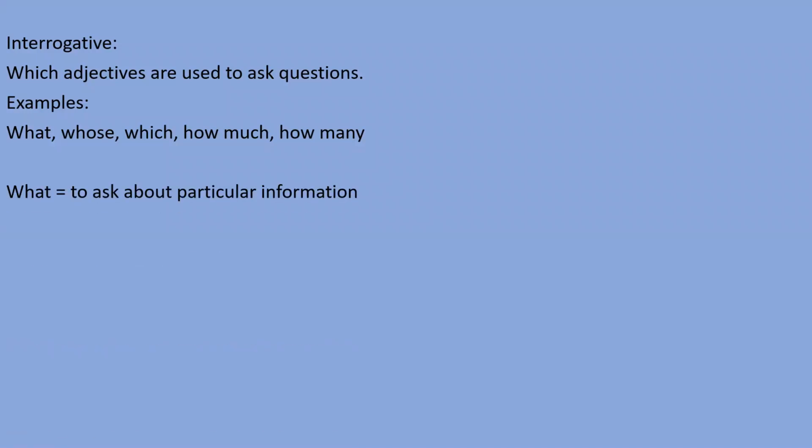Now let's understand how to use these adjectives. Whenever we want to ask about particular information, we should use what. Like, what game do you play? It means you play many games, so we want to know about the particular game. We want to be particular regarding your game. That's why we need to use what.